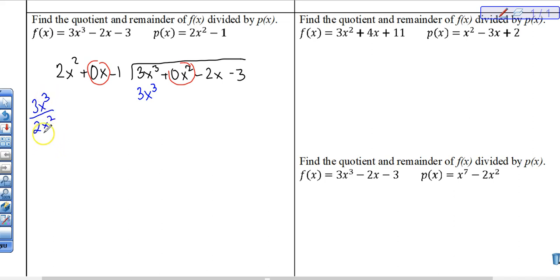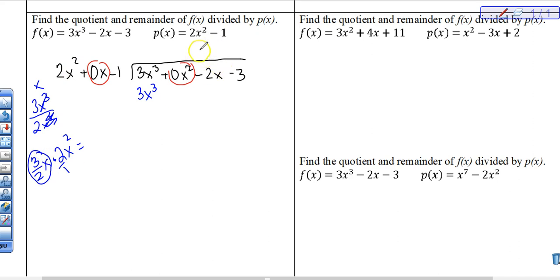So what can I do with my x's? How many on the top can I cancel? 2. So that would just be x, right? And on the bottom, they both cancel out. So here's what I have: 3/2 x. Let me just check that real quick. Is 3/2 x times 2x squared equal to 3x cubed? Yeah, because 3 times 2 is 6. 6 divided by 2 is 3, and x times x is x cubed. So that works. So 3/2 x is the quotient that I'm looking for.